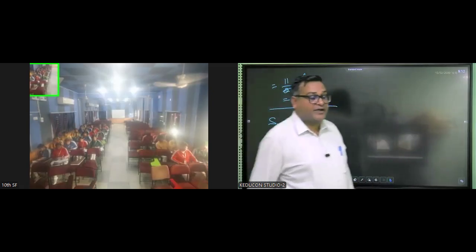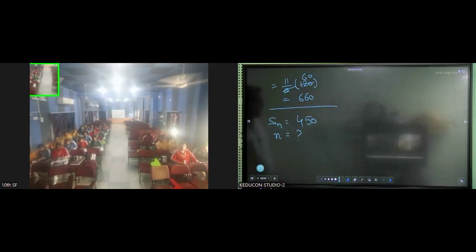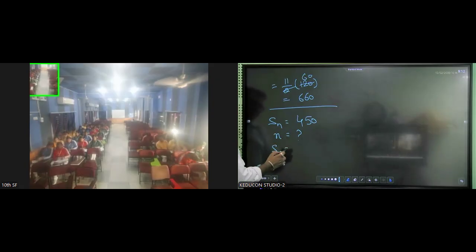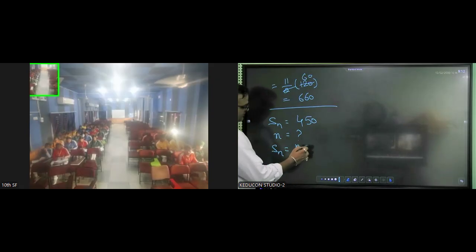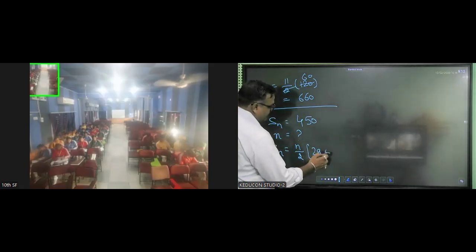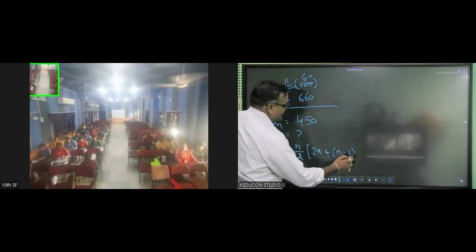Yes, we have to find n in this, students. How to find n? Again, a and d are given, so apply the formula of Sn, that is n by 2 into 2a plus n minus 1 into d. Now students, n is not given, we have to find n.